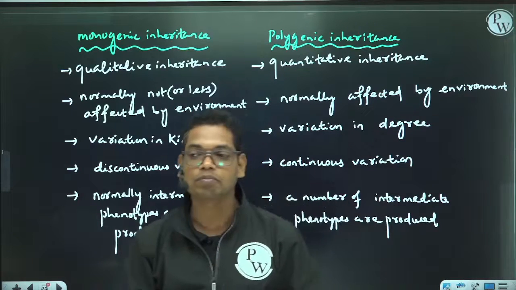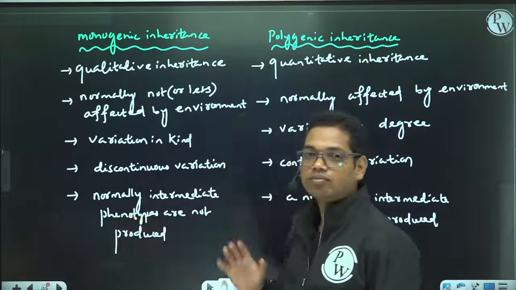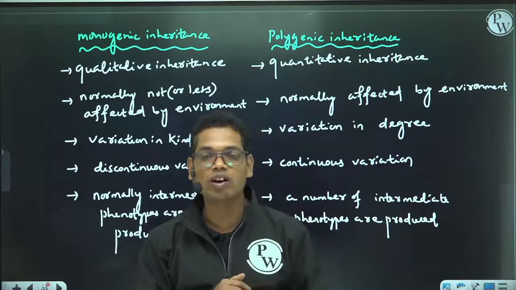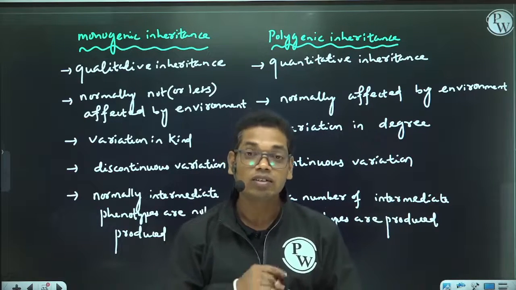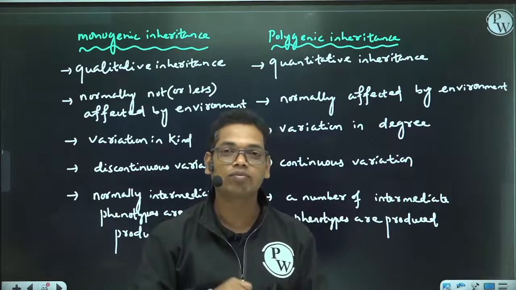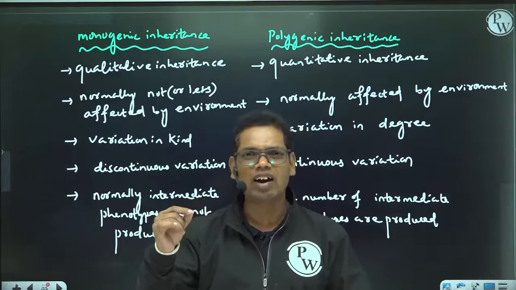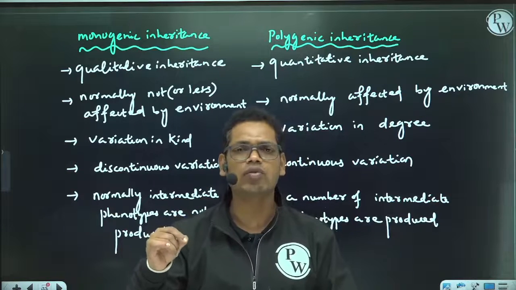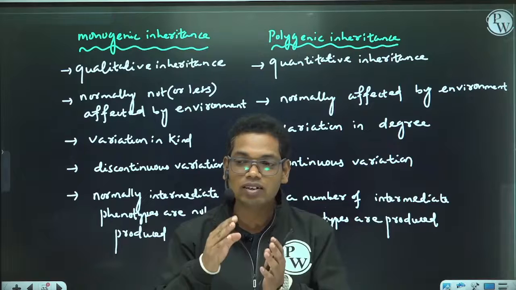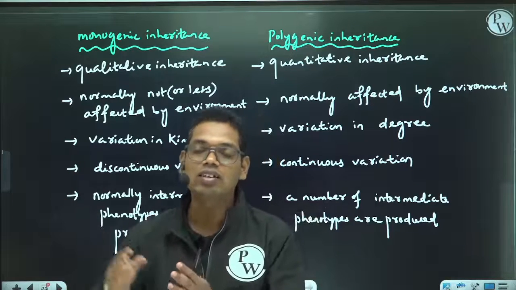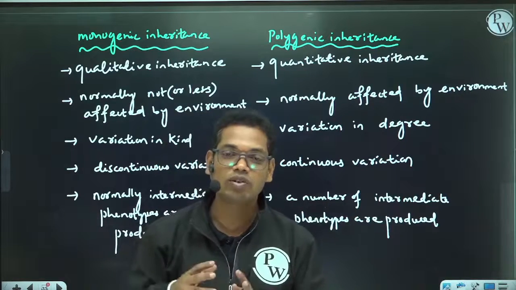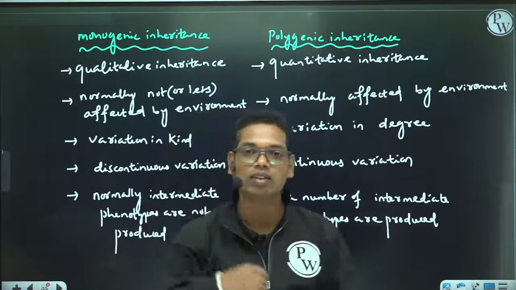But if I take the skin color in quantitative inheritance, there is variation in degree. That means a person will be slightly dark, more dark, slightly white, more white, like this. So there is a degree in the skin color, whiteness or darkness. Or I can take another example.